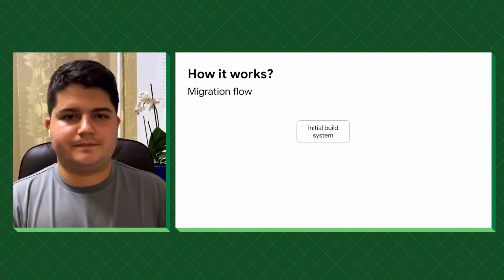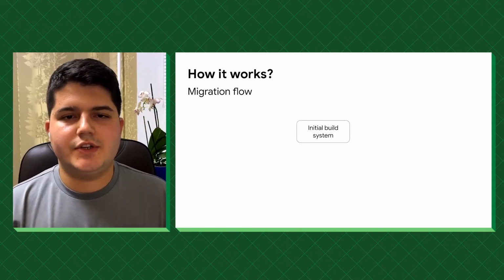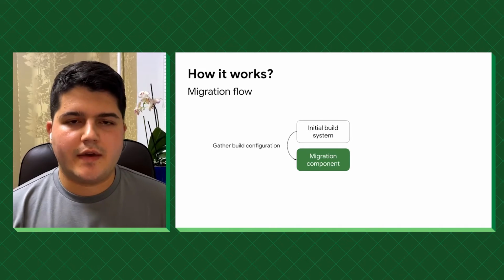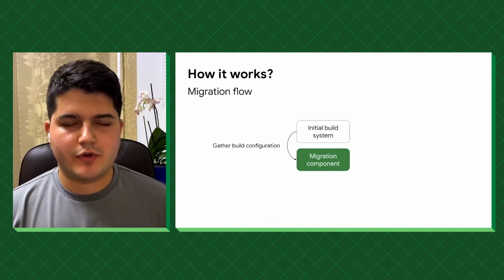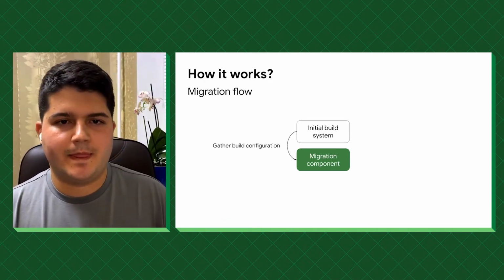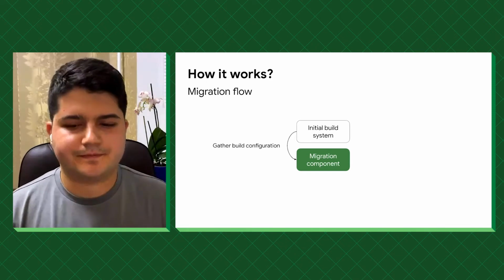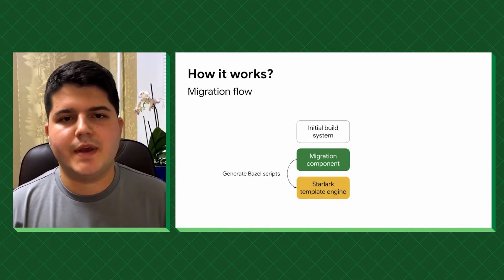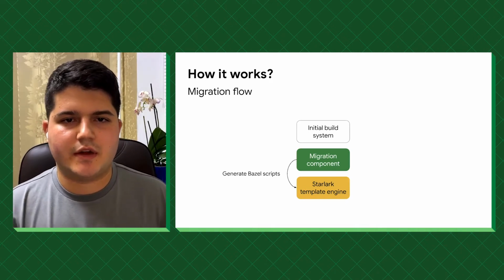So how does it work? It all starts with the initial build system. The migration component from Airin gathers all the build configuration from your project, and this can be the list of modules in your project, the list of dependencies for each of those modules, and many more properties. Based on that, it can generate the corresponding Bazel scripts using the Starlark Template Engine.